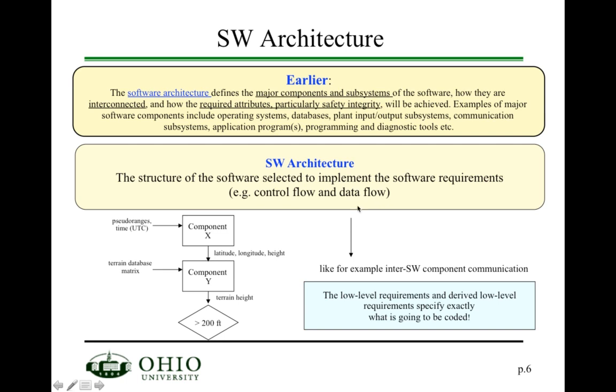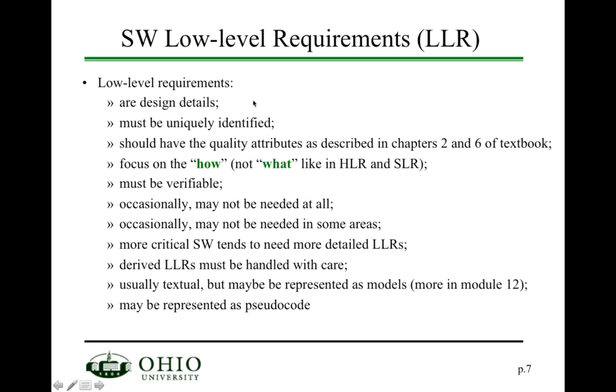Now remember, the low-level requirements are what you're going to be coding. If you look at the low-level requirements, they're really design details. High-level requirements are way more exact, closer to the system. Low-level requirements need to have so much detail that you can derive the code from them. Of course, they must be uniquely identified, but that's the same thing with high-level requirements. And they must have all the attributes from chapters 2 and 6, all the attributes of good requirements that we talked about before when we talked about high-level requirements or system requirements.